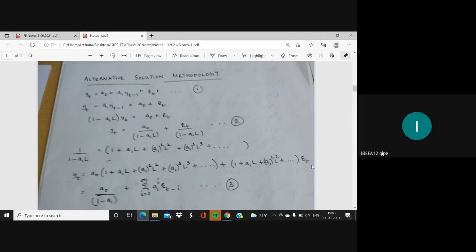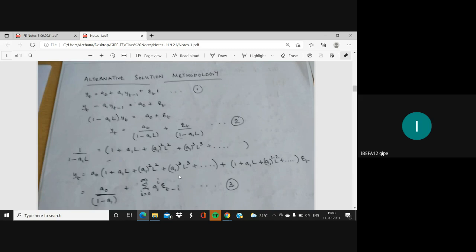Ma'am, for the first term, it will be a0 upon 1 minus a1 L, right? Not just a1. In this third equation, you'll see the first term is a0 upon 1 minus a1. Instead of 1 minus a1, it should be 1 minus a1 L, right? No, since here I'm not using the lag operators, I just get 1 minus a1.